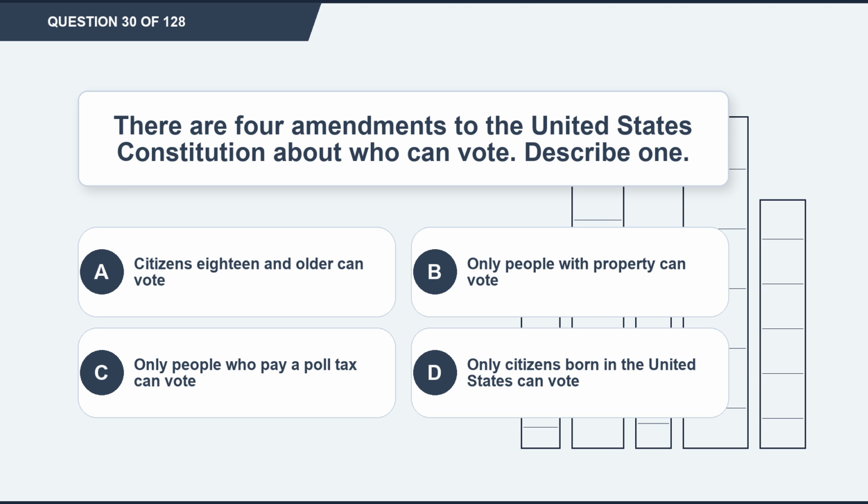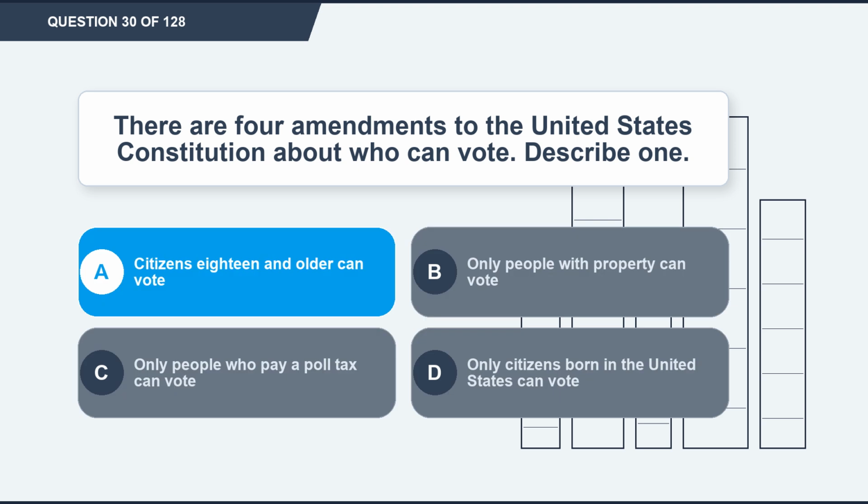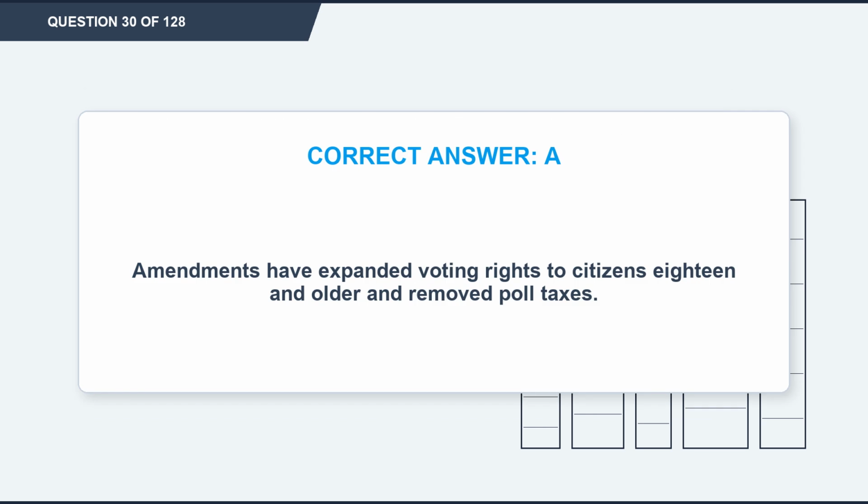The correct answer is option A. Citizens 18 and older can vote. Explanation. Amendments have expanded voting rights to citizens 18 and older and removed poll taxes.